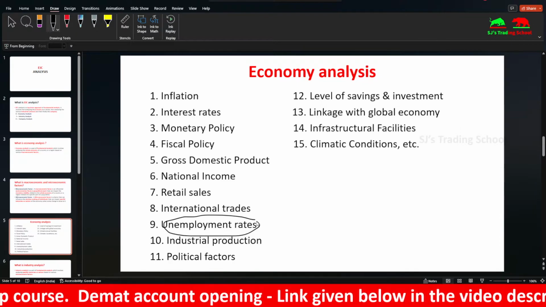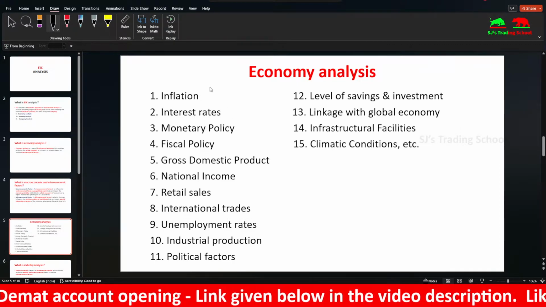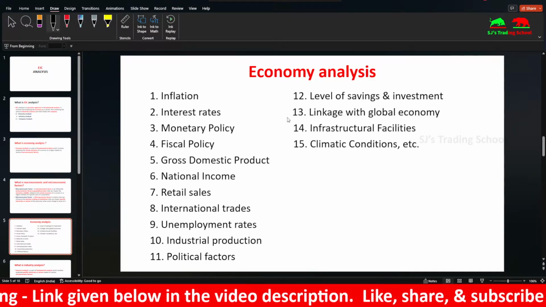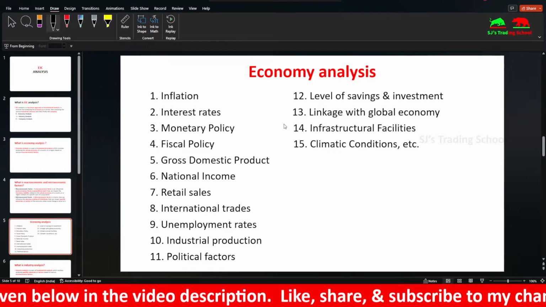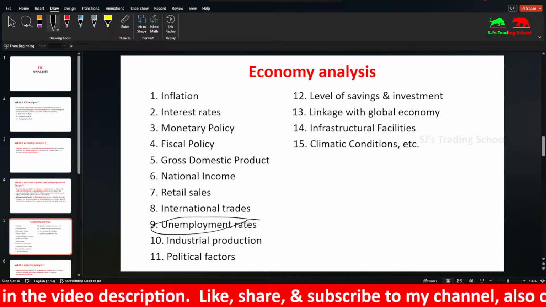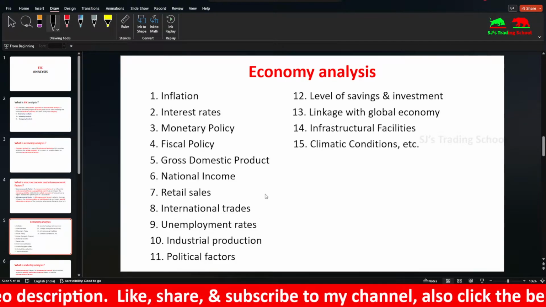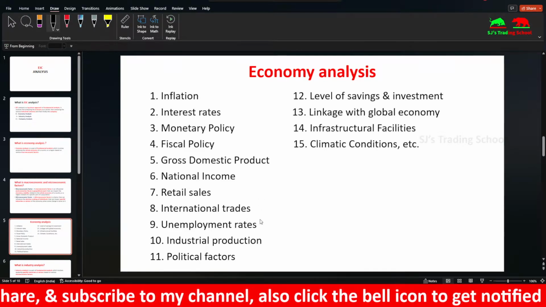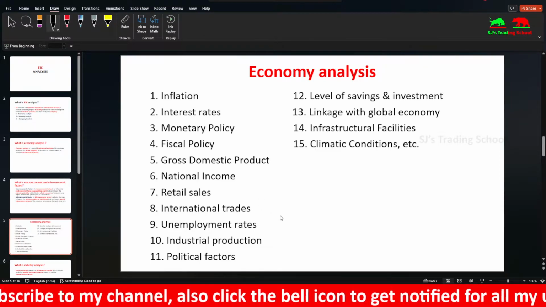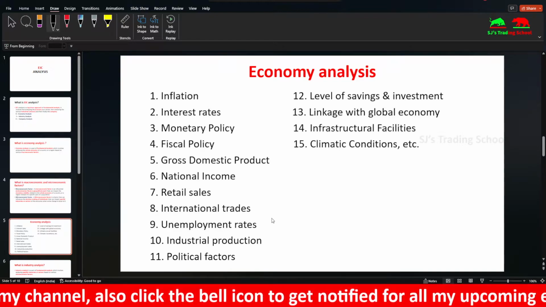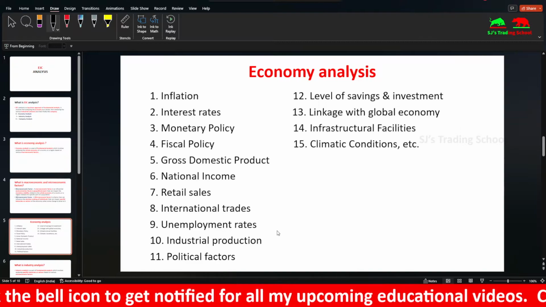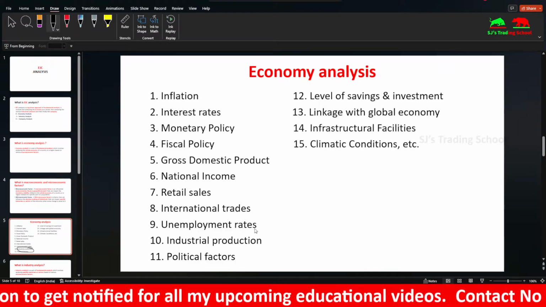And then the unemployment rates. If inflation occurs, the value of goods and services increases, and the company's profits might decrease due to lower demand for the products or services. So the company tries to reduce its employees by firing them. Currently many companies are firing employees, and they are saying that a recession is going to come in 2023. So this is what the unemployment rate represents. And then the industrial production.